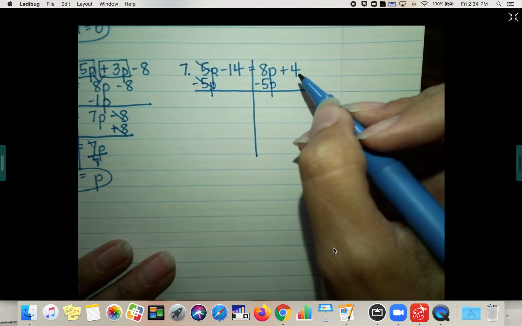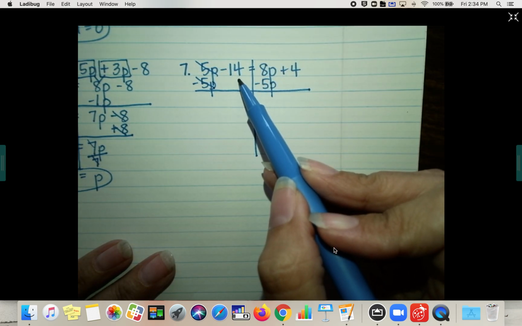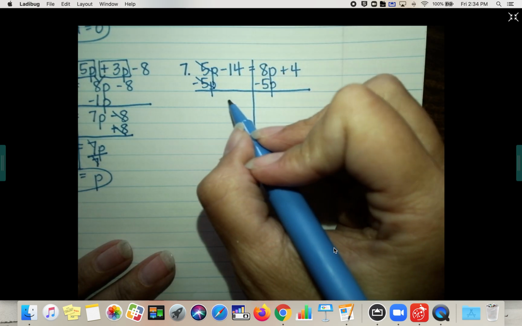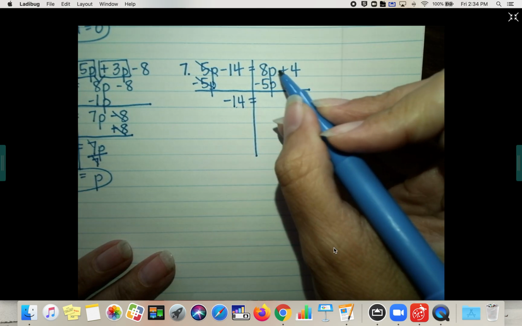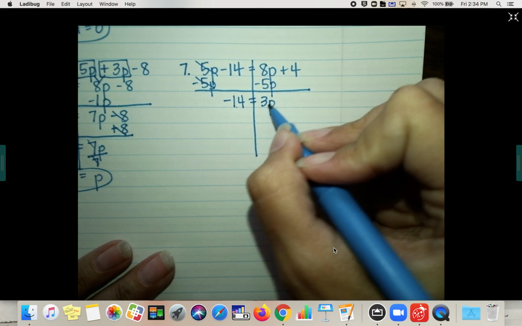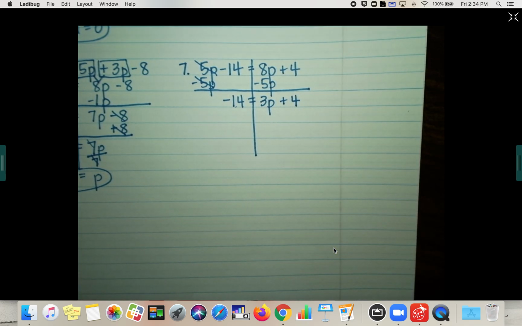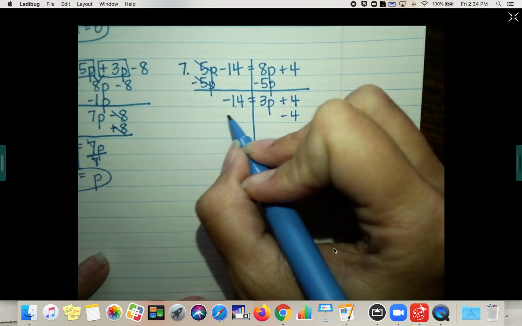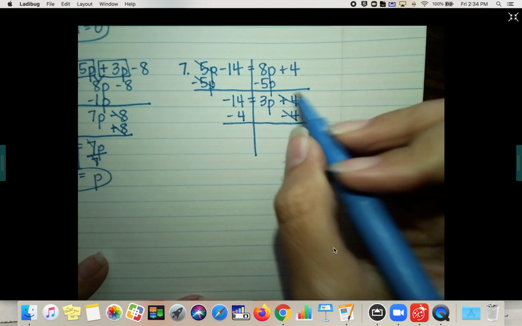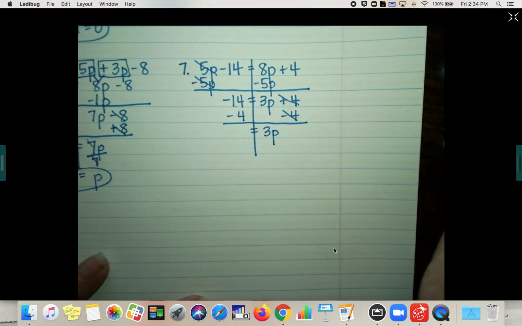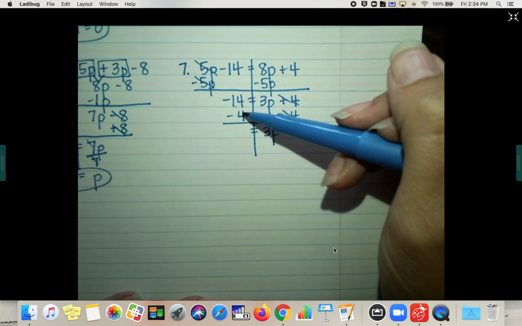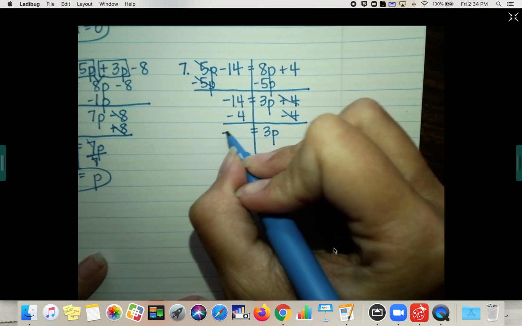Cancel, cancel. This is very tricky. A lot of kids will automatically bring down 14, but don't forget that's actually a negative 14. So please bring it down as negative 14. 8p minus 5p is 3p. Bring down your plus 4. And now you're left with a basic two-step equation. Let's get rid of the plus 4. Minus 4 on both sides. Bring down your 3p. Negative 14 minus 4 more, you might think it's 10 or negative 10. It's not. Negative 14, check your calculator, minus 4 more is actually negative 18.